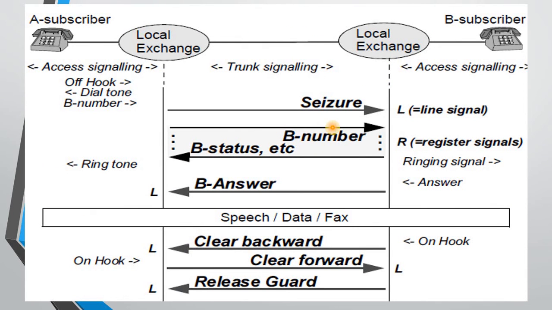Here you can see how the line signals and the register signals are used for a call setup. Again, the same scenario as we discussed earlier: two subscribers connected to two different local exchanges, and when they go off hook, access signaling happens. Between the two exchanges, when there is a seizure of the trunk, there will be a line signal, and once the call setup information is exchanged, there will be a register signal. Call setup information relates to the dialed number, the status of the B number, and the information when the call is answered, which is again setup information. And once the call is released, the channels are released using the line signaling.